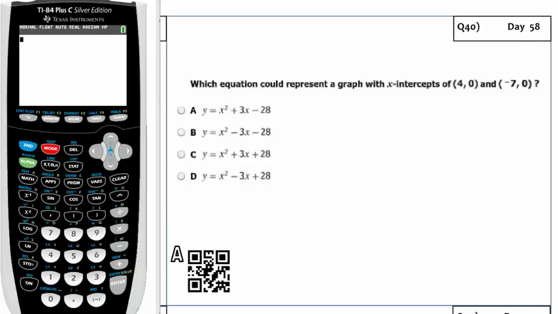All right, question number 40 just says, which equation could represent a graph with x-intercepts of (4, 0) and (negative 7, 0)? So those are my solutions. They're my x-intercepts. A graph with (negative 7, 0) is going to end up here, and (4, 0), 1, 2, 3, 4, somewhere around here. So this is going to be a parabola where my x-intercepts look just like this.